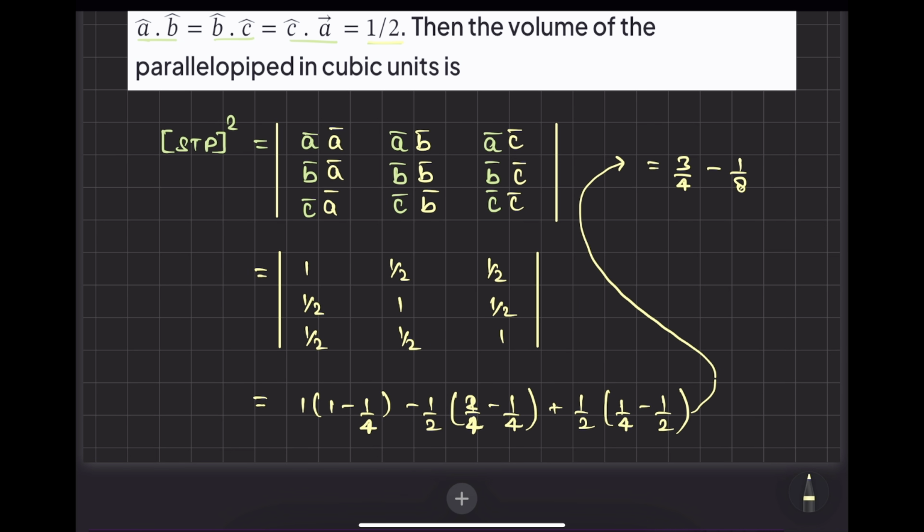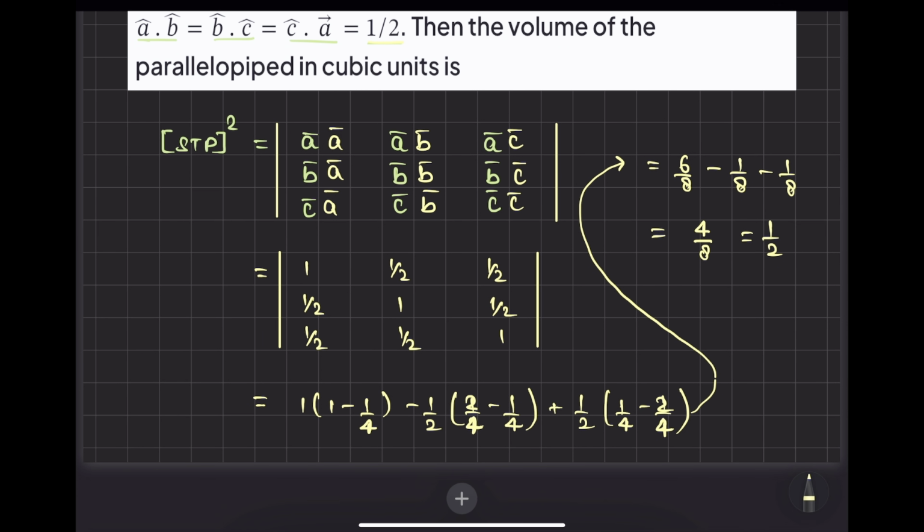Then 2, 4. This will become minus of 1 by 8 again. Minus of 1 by 8. So this will become what? 6 by 8. So it is 6 minus 2, so it is 4 by 8. That is 1 by 2.